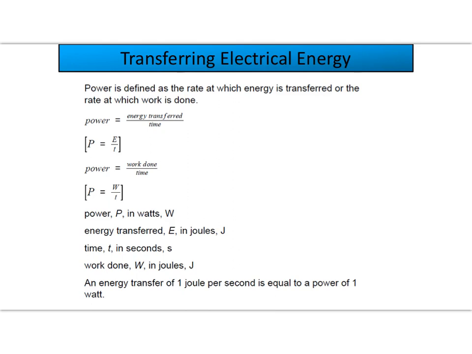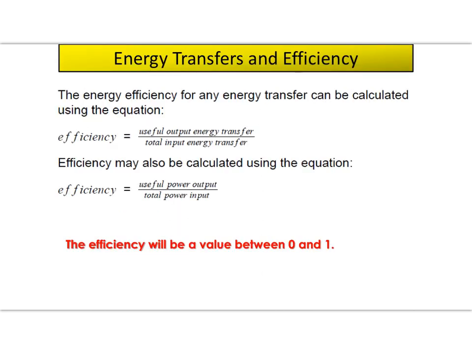And you should be aware that a transfer of 1 joule per second is equal to a power of 1 watt. You should also remember that the higher the power, the faster that appliance is at converting energy. We're now going to look at energy transfers and efficiency.